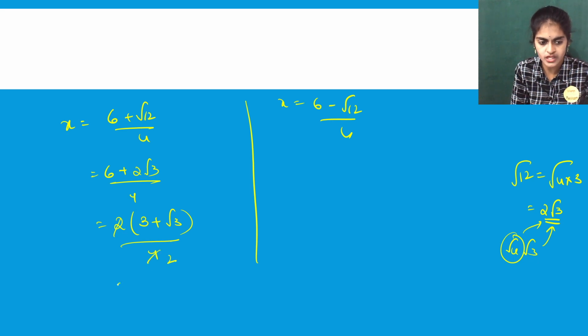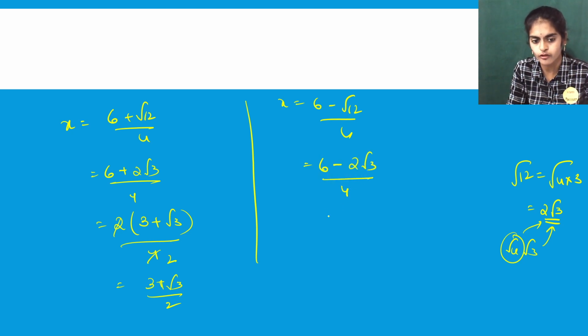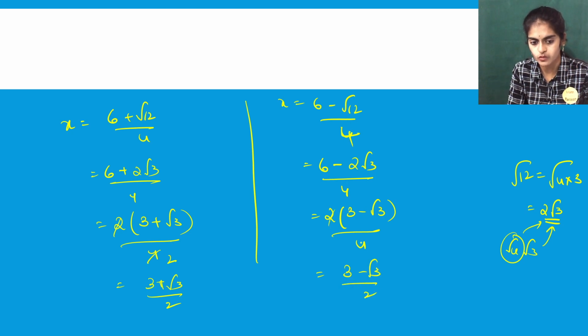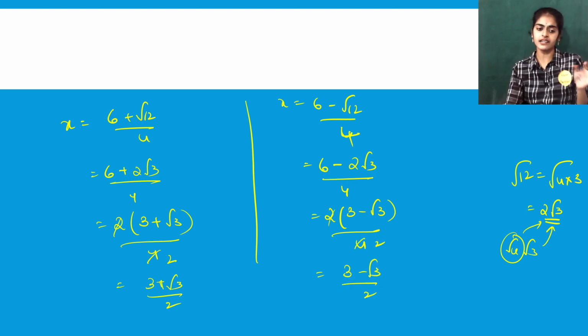2 ones are 2, 2 twos are 4. So you'll have 3 plus root 3 divided by 2 as one value. And here also you see 6 minus 2 root 3 divided by 4. If I take 2 common again, it is 3 minus root 3 divided by 4. So you'll have 3 minus root 3 divided by 2. So the two roots you are getting are real and different, so I can say they are real and distinct. Question number 2 we shall do in the next class.